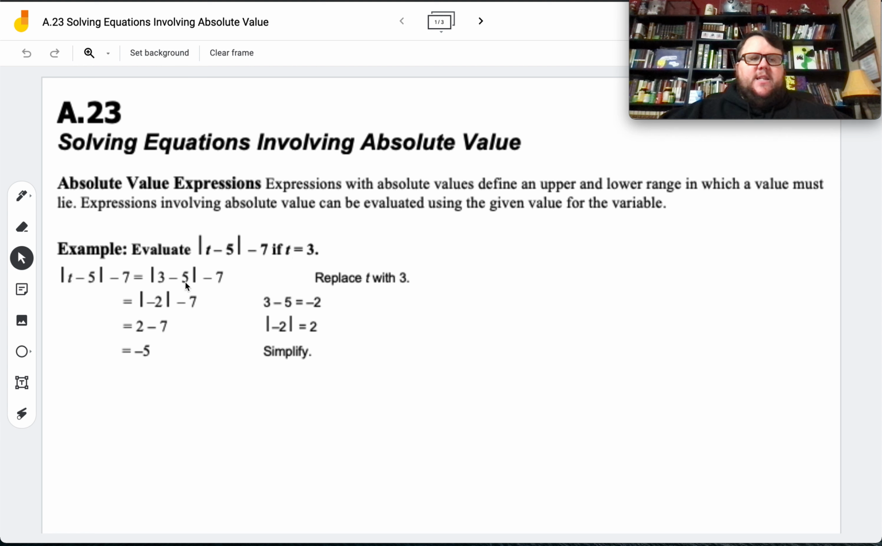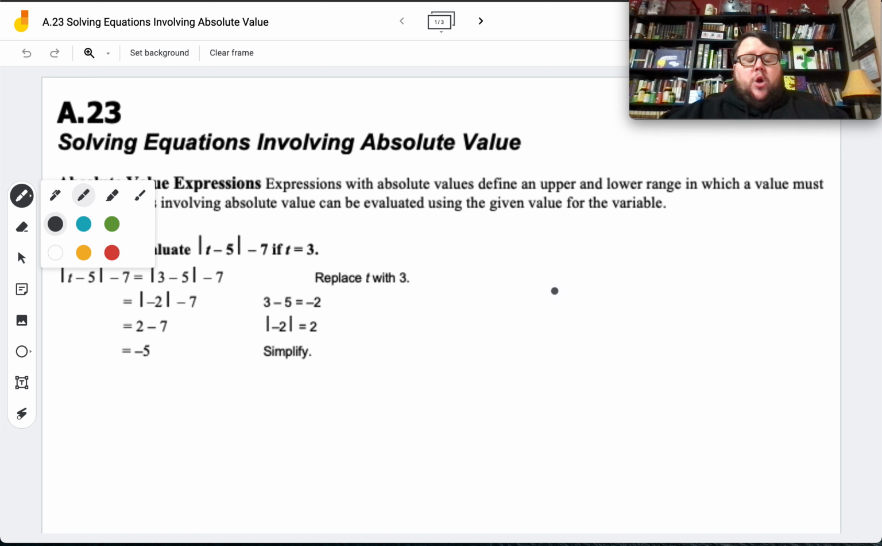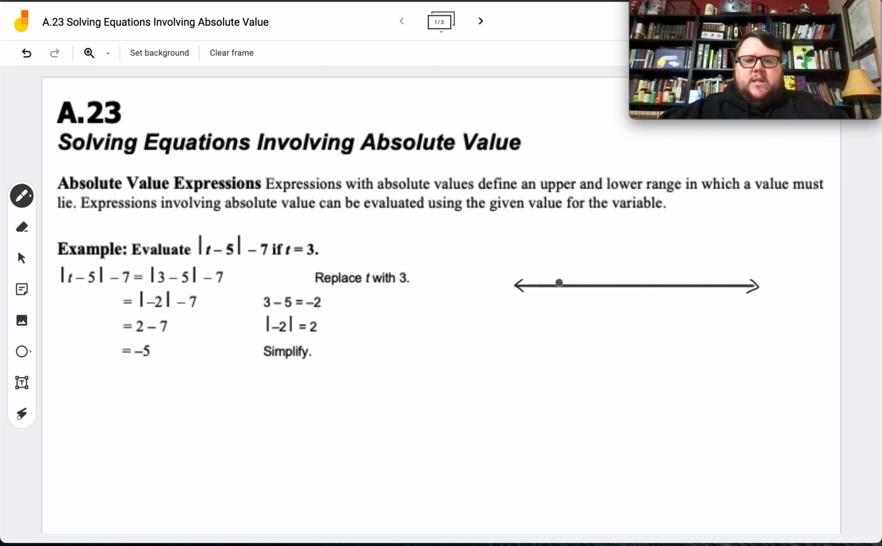So it would be 3 minus 5, which is negative 2, but it's in an absolute value. And anything in an absolute value is going to be positive. I want to show you why. Imagine we have a number line: negative 2, negative 1, 0, 1, 2. What an absolute value does is it gives us a distance away from 0.